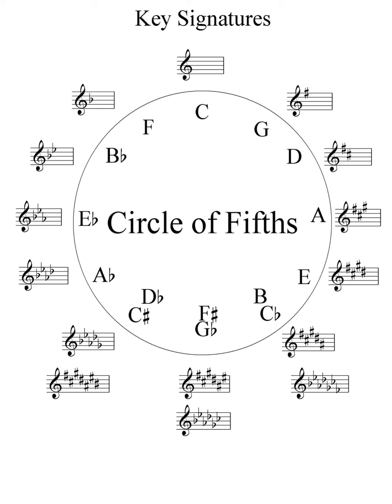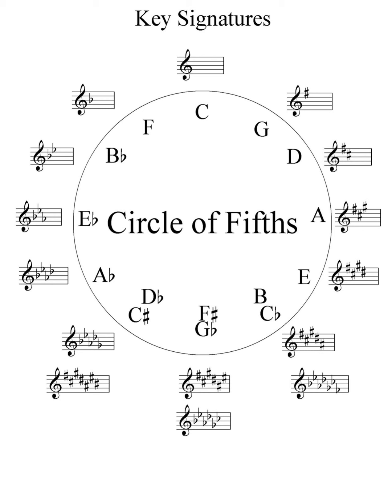Well, we have to know that G major has 1 sharp because it is a perfect fifth from C. And if we go up, it will always be sharps. If we go down, we will get flats. So C to G is a perfect fifth. G major has 1 sharp.